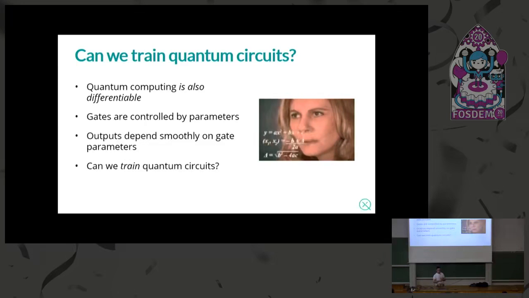So it turns out that these quantum circuits are differentiable. The outputs depend smoothly on gate parameters. Can we practically train quantum circuits, though?